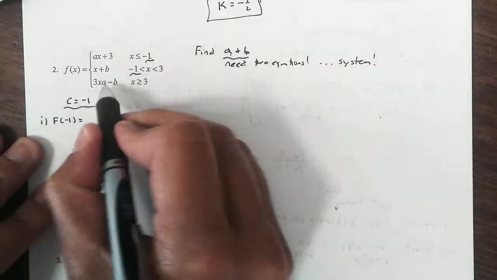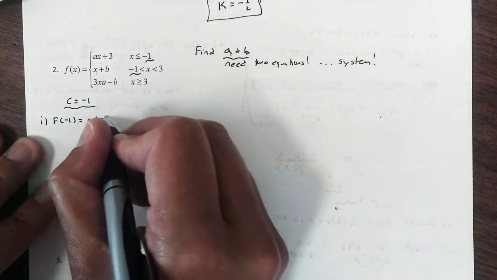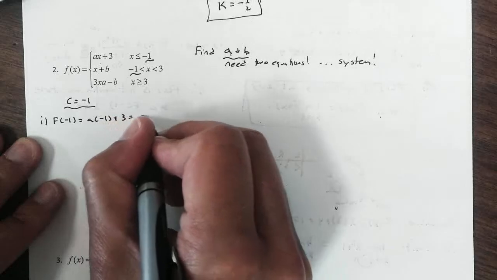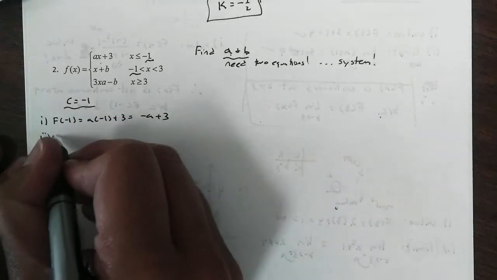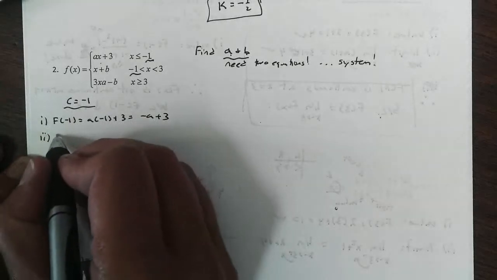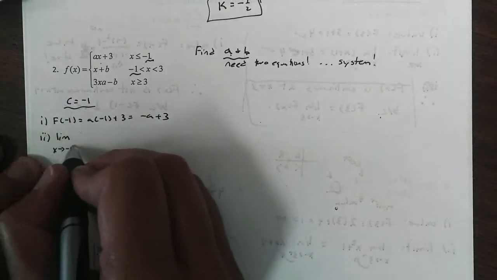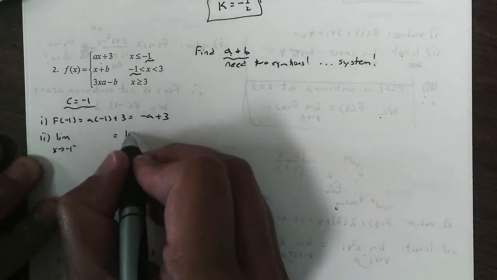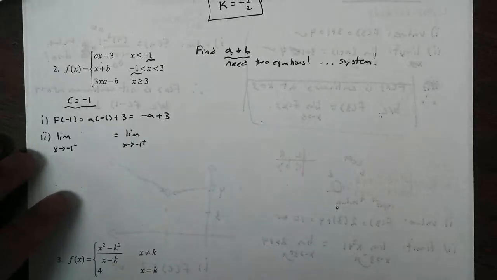So which one do we plug it into? Of course, the top. Now you should be good at this one. This is a times -1 plus 3, or -a plus 3. 2, I'm going to look at the limits of that. So I'm going to take a little shortcut here. The limit as x approaches -1 from the left, leave a bit of a space, the limit as x approaches -1 from the right.